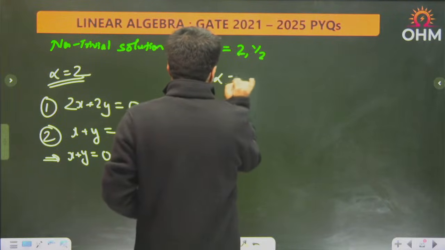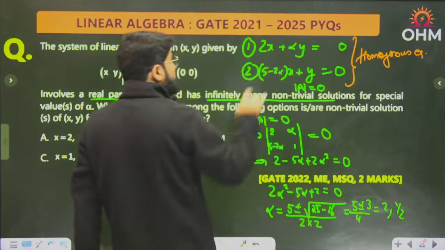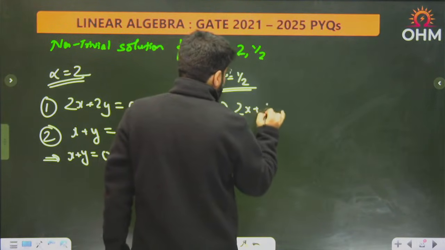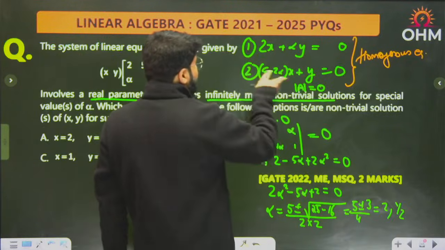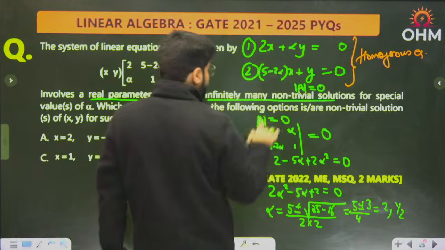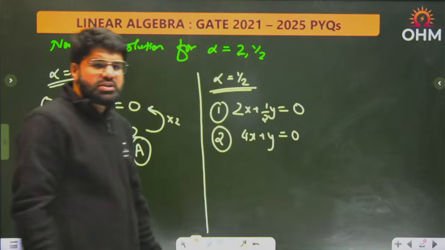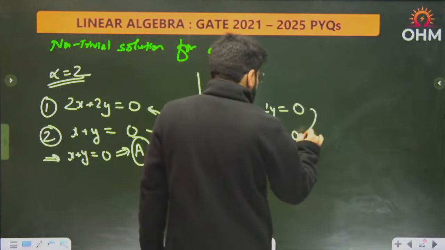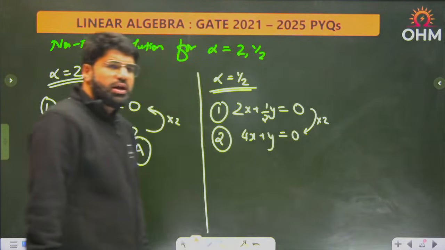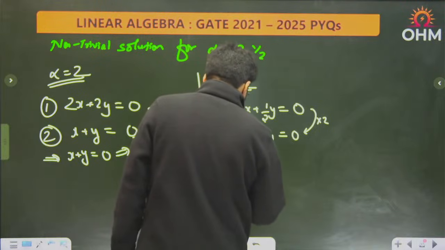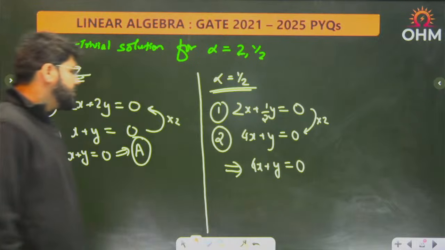Now if I take alpha equal to 1 by 2, then what is the first equation? The equation is 2x plus alpha y, 2x plus half y is 0. Equation number 2: 5 minus 2 alpha, 2 alpha becoming 1 here, 5 minus 1, 4. So this is 4x plus y equal to 0. Again, dependent equation. Why? Because if you multiply the first equation by 2, you will get 4x plus y equal to 0. So let me take only one equation, 4x plus y equal to 0.